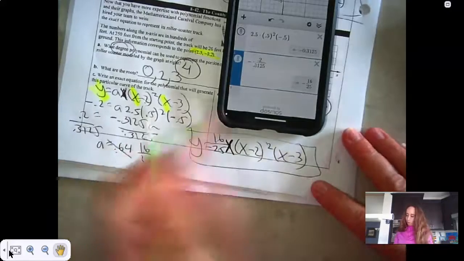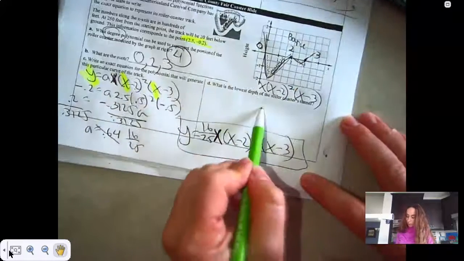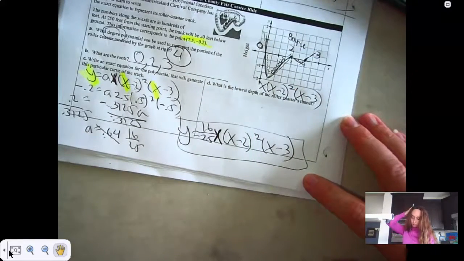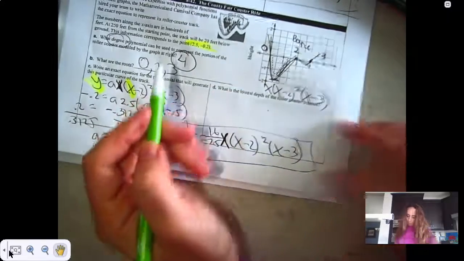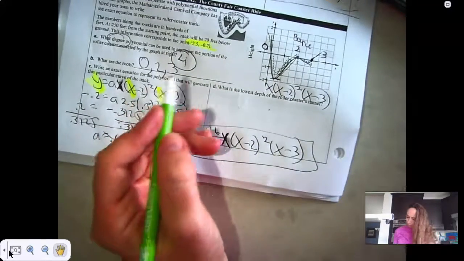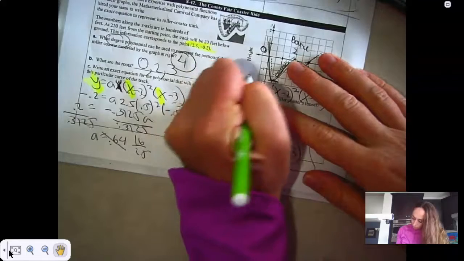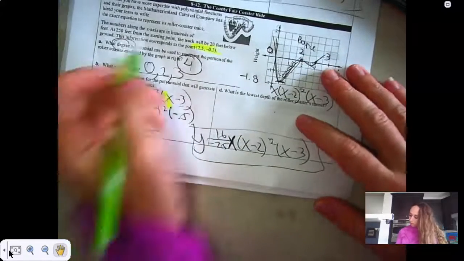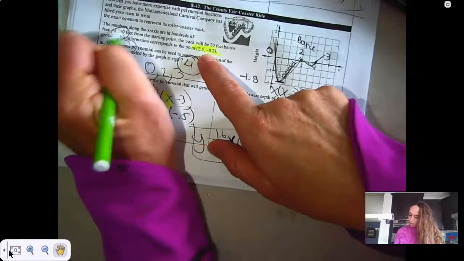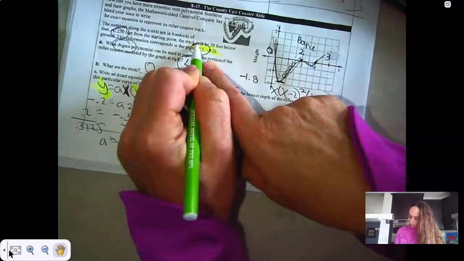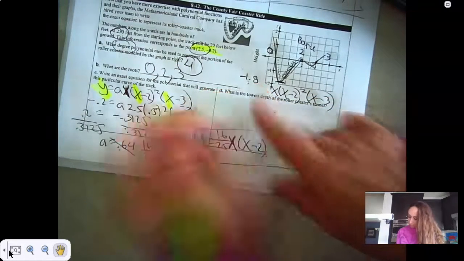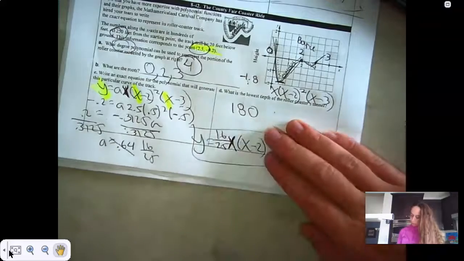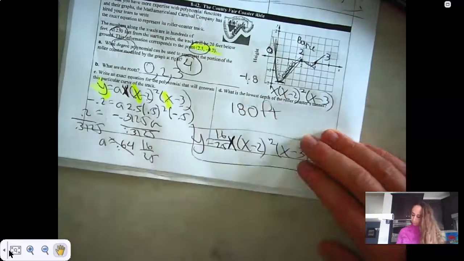So there's my equation there, and it says what is the lowest depth? The roller coaster's tunnel, so the lowest point is here, which it looks like, I don't know, we'll just say negative 1.8. But if you look up here, this 250 represents 2.5. So 1.8 would represent 180 feet. Okay. All right, let's turn the page.